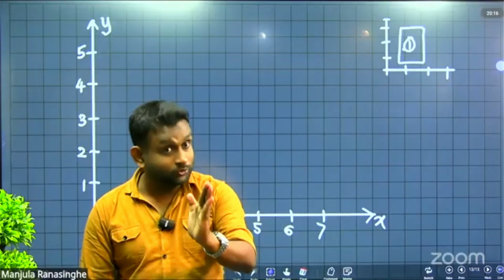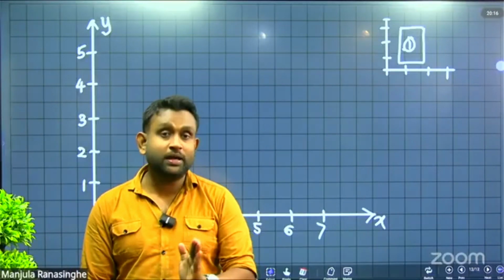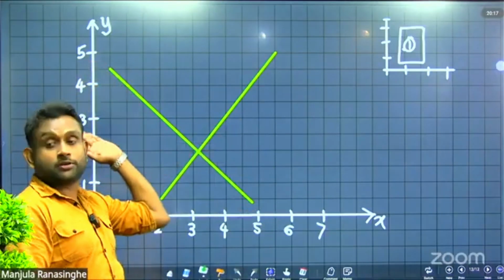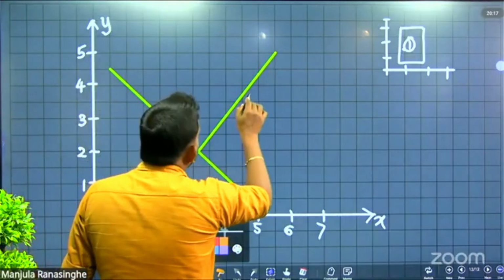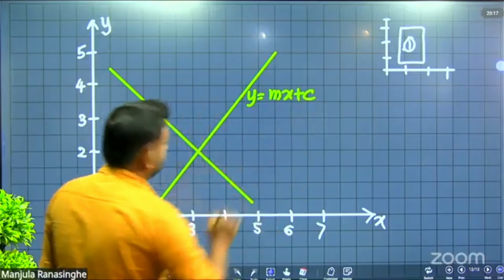Okay, see, from 2016 onwards, what's the question exactly they ask? So they comply with it. This part means from here to here, whatever these directions are. So what's the nature of this graph format of a straight line? That is y equals mx plus c.